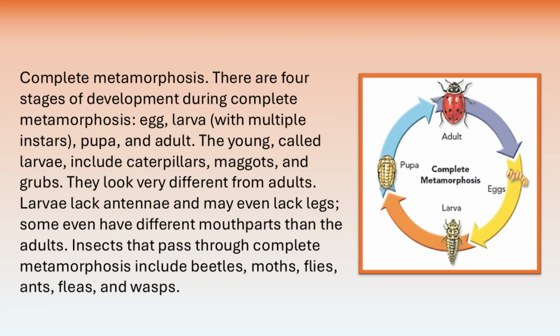Complete metamorphosis. There are 4 stages of development during complete metamorphosis: egg, larva with multiple instars, pupa, and adult. The young, called larvae, include caterpillars, maggots, and grubs. They look very different from adults. Larvae lack antennae and may even lack legs. Some even have different mouth parts than the adults. Insects that pass through complete metamorphosis include beetles, moths, flies, ants, fleas, and wasps.